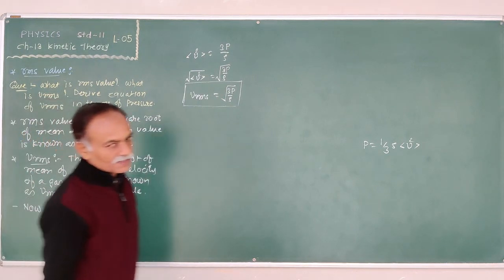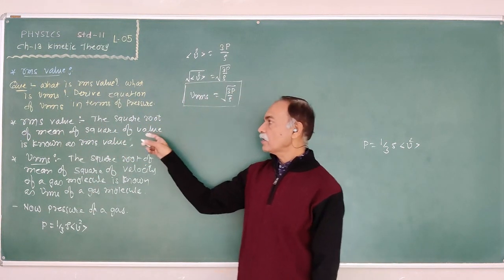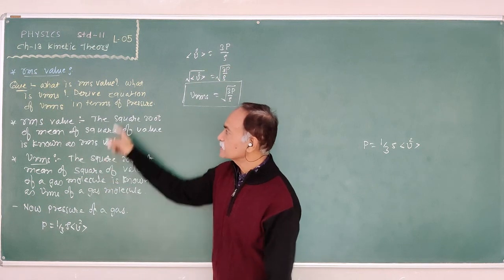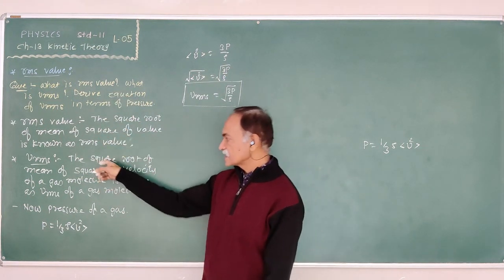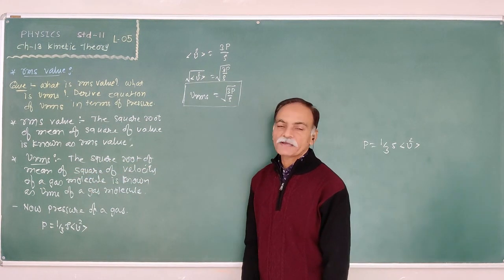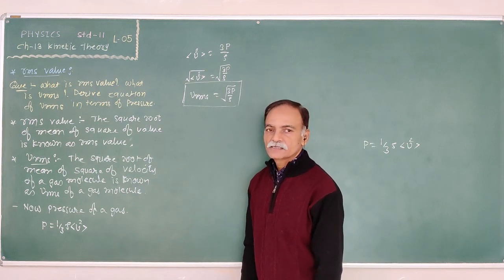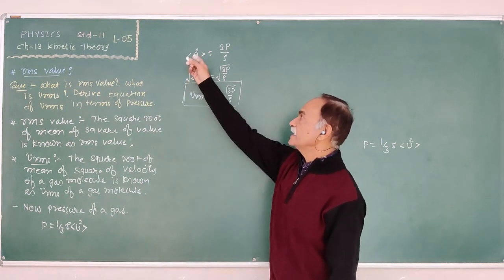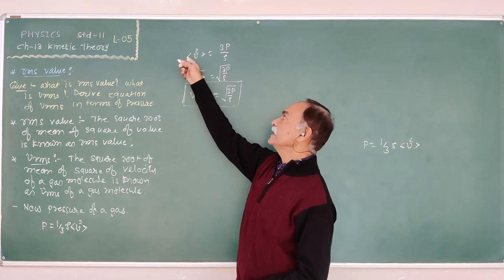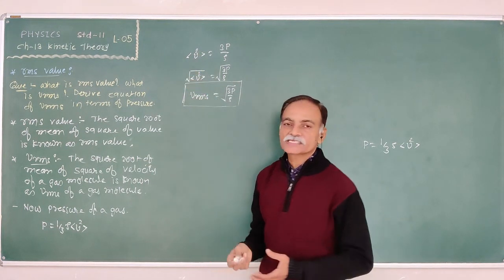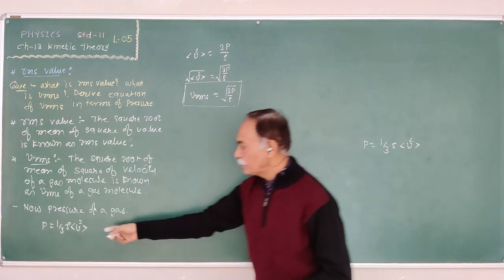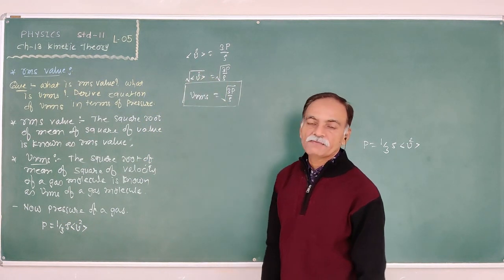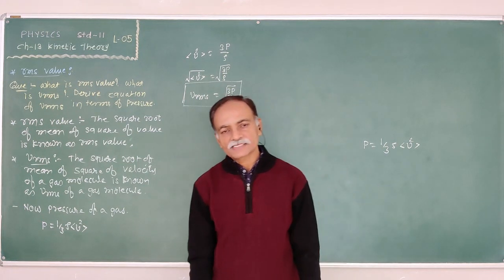Clear? Again, we repeat the definition of the RMS value. The square root of the mean of the square of value is known as the RMS value. As we take the square root of the mean of the square of velocity, that is known as the VRMS. Now we know the equation of the pressure of a gas: P is equal to 1/3 rho average V square. Already here we have the mean of the square value of velocity. As we take the square root of this, that becomes the VRMS. Therefore, average V square is equal to 3P upon rho, and taking the square root of this gives the VRMS value in terms of the pressure and density of a gas. Clear?